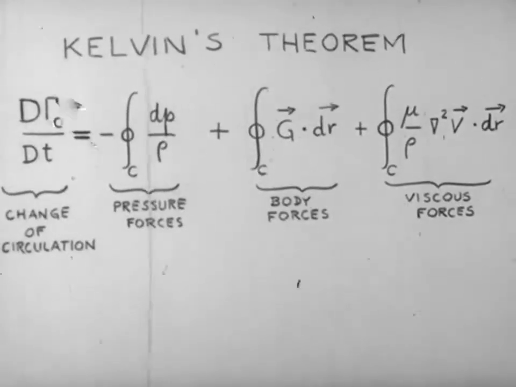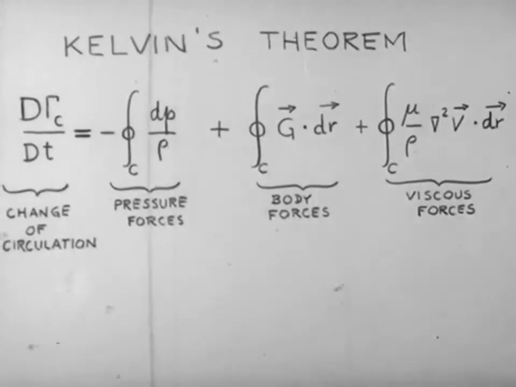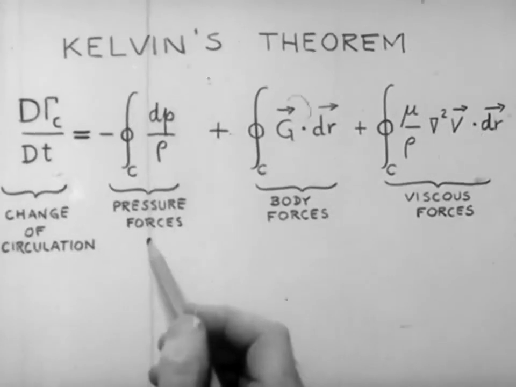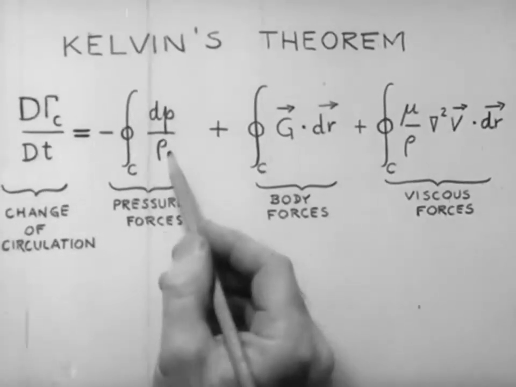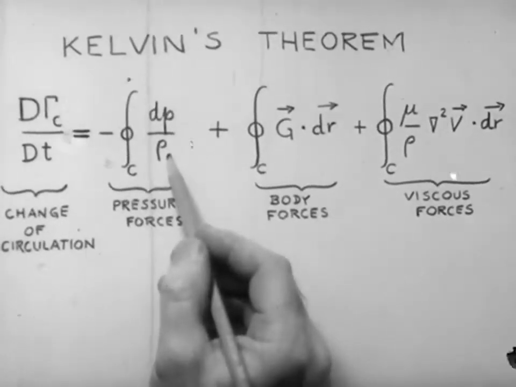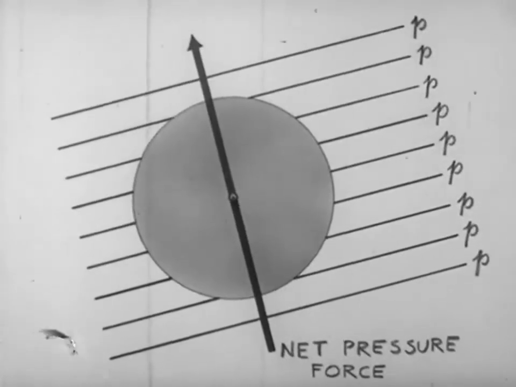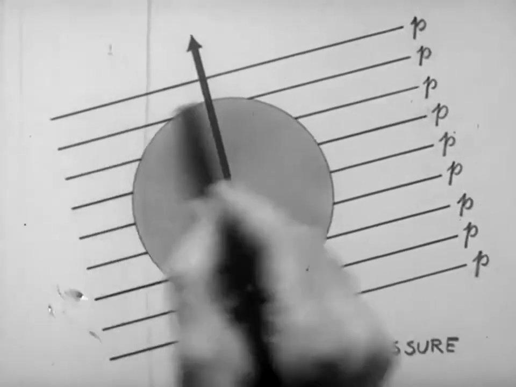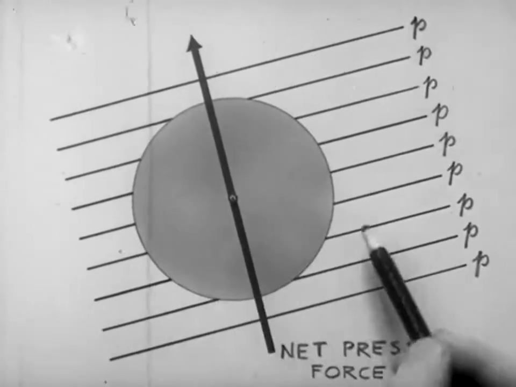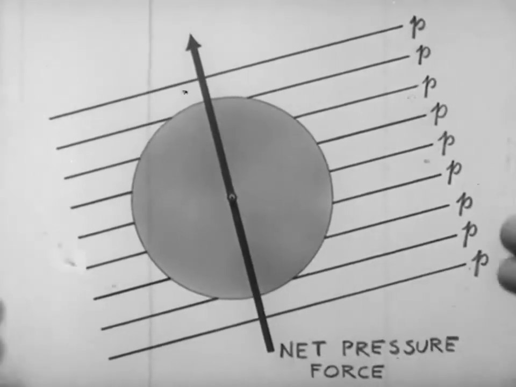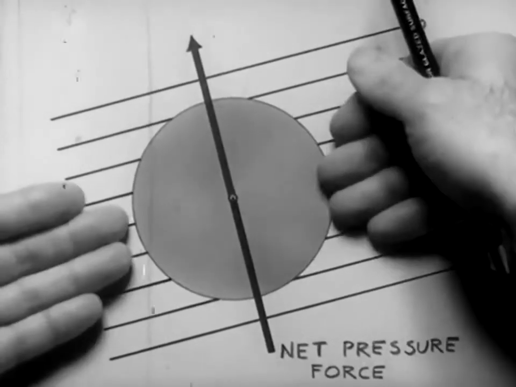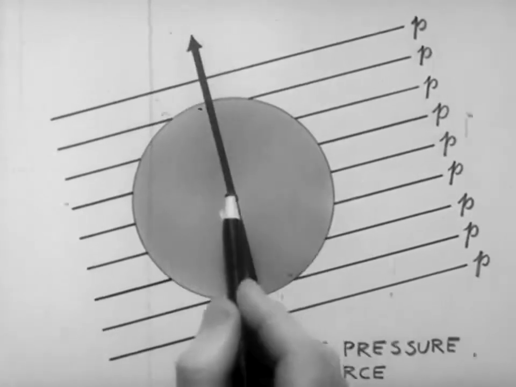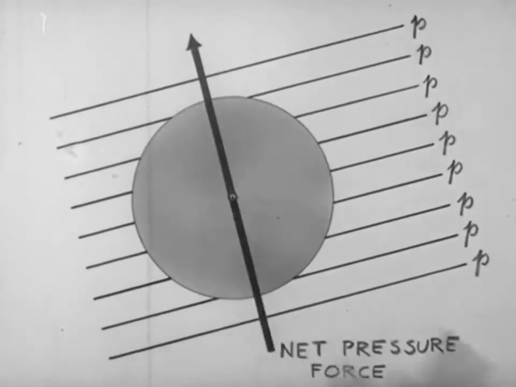The third circulation changing factor is the torque due to pressure forces. Incidentally, if the fluid is incompressible, this term is zero, and so it cannot change the circulation. To think about this physically, let this be a small fluid particle, and let these be the lines of constant pressure in its neighborhood. The pressure forces acting parallel to these lines exactly cancel each other, and so they're perpendicular, passing through the geometric center.